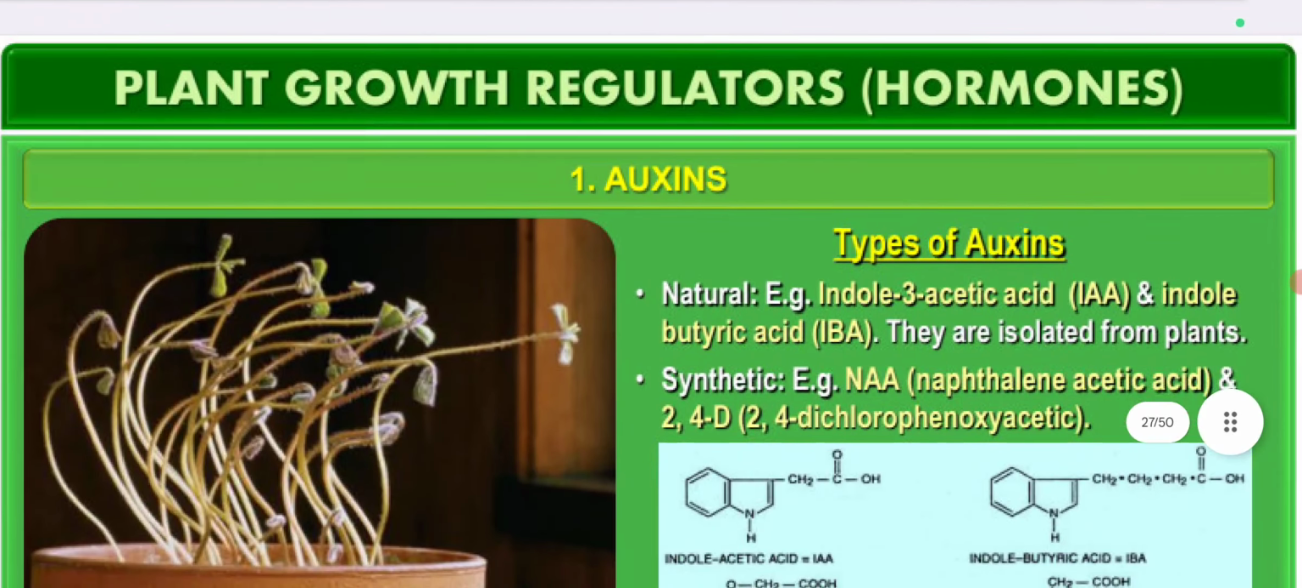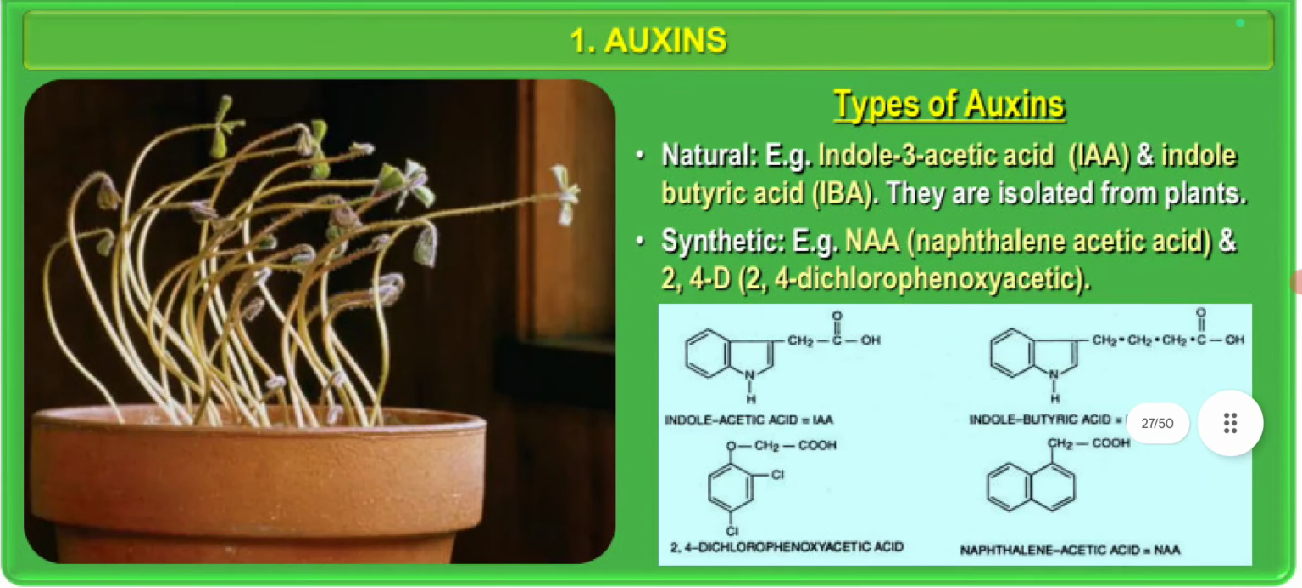So, there are 2 types of auxins, natural and synthetic. Natural examples are indole-3-acetic acid, IAA, and indole butyric acid, IBA. They are isolated from plants, that's why they are called natural. Synthetic examples are NAA, naphthalene acetic acid, and 2,4-D, 2,4-dichlorophenoxyacetic acid. Okay, 2,4-D. These are synthetic auxins.